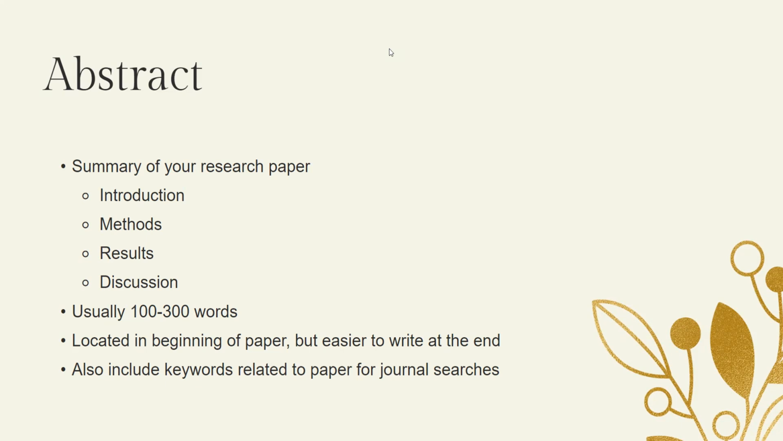And because you're summarizing parts of your paper that come after your abstract, it's actually easier to write the abstract when you're finished writing the rest of your research paper rather than writing the abstract at the beginning of your research paper. This is also where you would include any keywords related to your paper, and this is specifically for papers that are being published, and this is to help readers or students that are using literature for their research with finding relevant journal articles or relevant research papers related to whatever topic that they're interested in.